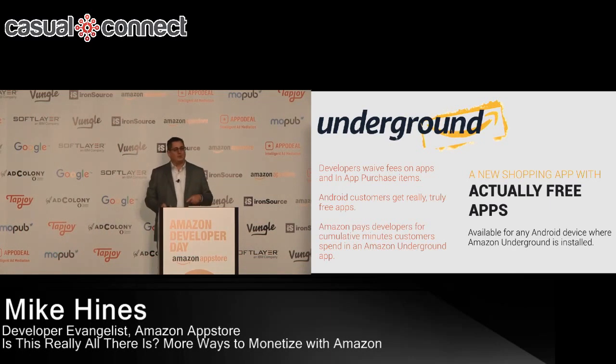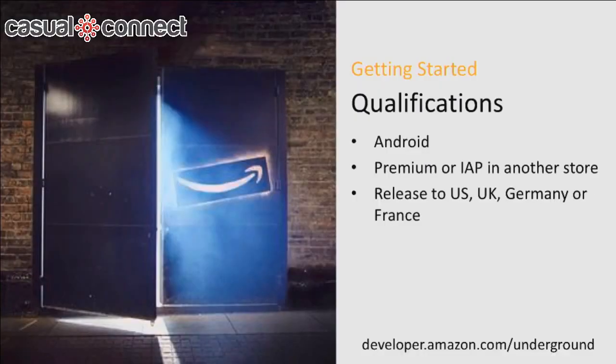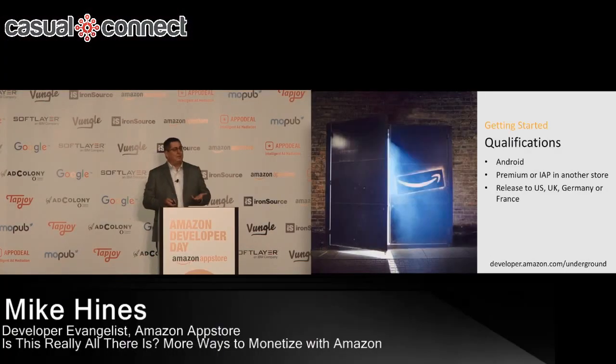Certainly a great business model for our customers. So what does your app need to do to be eligible for Amazon Underground? Well, it needs to be an Android app. For those of you who only have an iOS game, more incentive to release on Android. It needs to be premium, or it needs to be a freemium app in at least one other store.